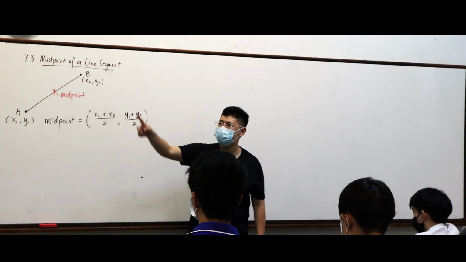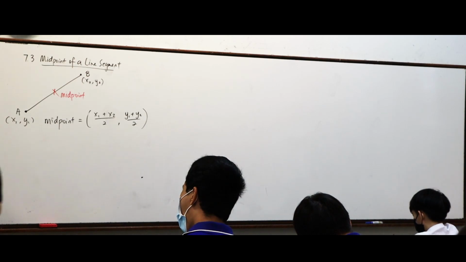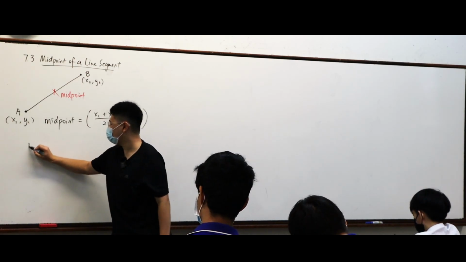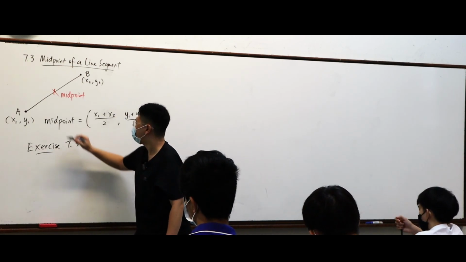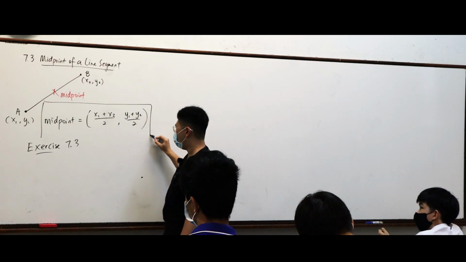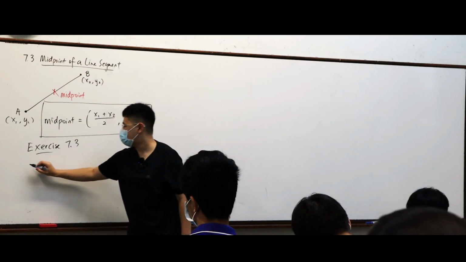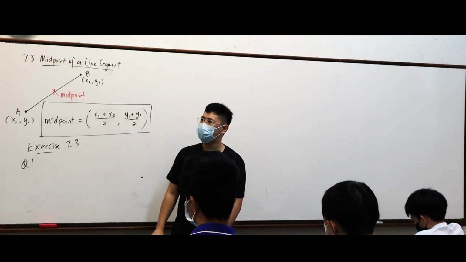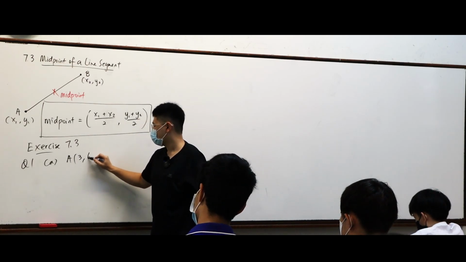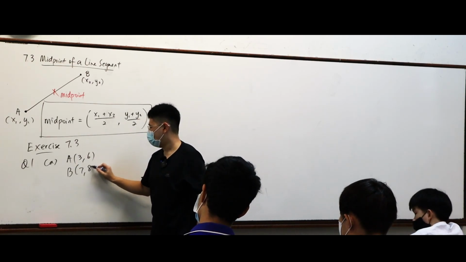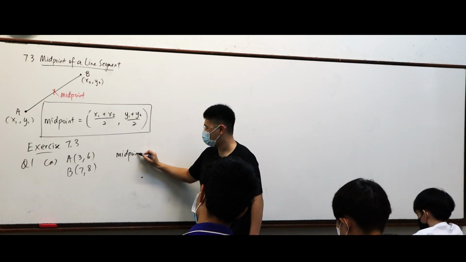So very easily, let's take a look at Exercise 7.3. We are not looking at the other examples, we're just looking at this. It will be good to box this because this will be the formula of the day. So exercise 7.3, let's look at question 1. Find the coordinates of the midpoint of A and B. So let's say A is this, B is that. What is the coordinate of the midpoint? So we make use of the formula for midpoint.